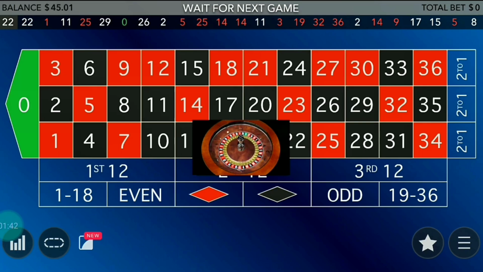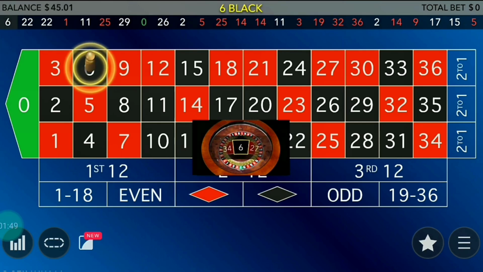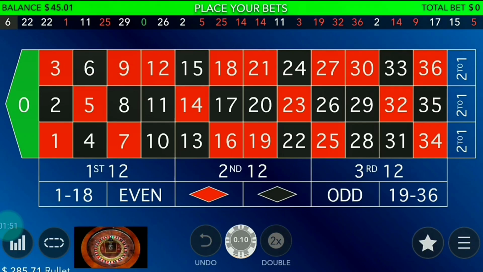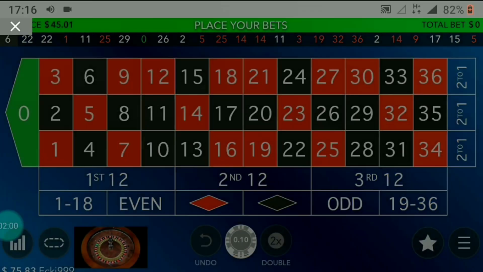And the trick is very simple. If you win, it's okay, you will make a profit of $0.1. But if you lose, then you will lose $0.5, and you have to recover your losses. So what you need to do is add something to your bet.